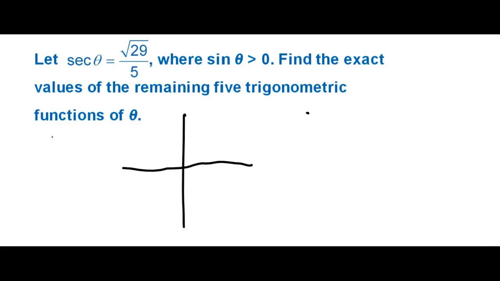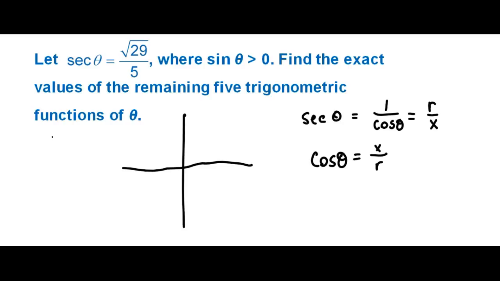So remember that secant is the reciprocal of cosine, and cosine of theta with our triangle was the adjacent over hypotenuse, which is our x over r. So therefore, secant theta would be r over x. So if we were to draw a triangle, r would be the square root of 29, and x along the x-axis would be 5, and then we have this missing value y.